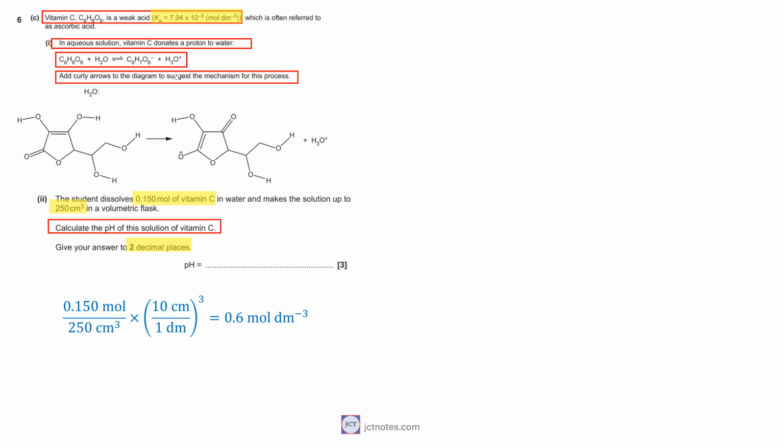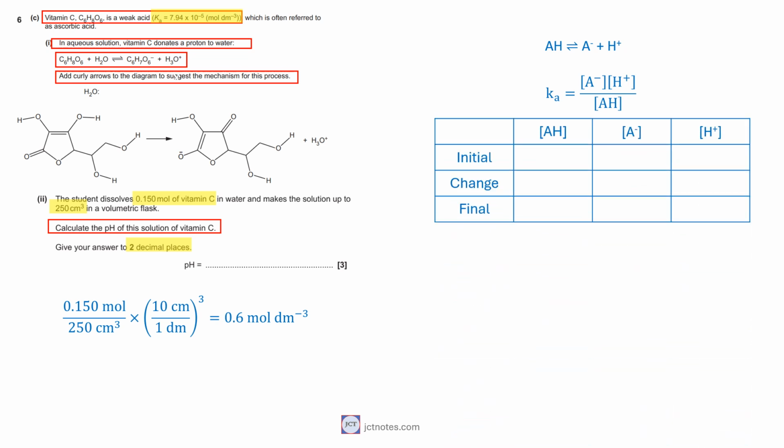To simplify, I will call the vitamin C AH, and the acid-base equilibrium will be the dissociation of AH to give A- and H+. The equilibrium constant is given by the multiplication of the equilibrium concentrations of A- and H+ divided by the equilibrium concentration of AH. I use a table with initial, change and final concentrations for each species to help me with the calculations.